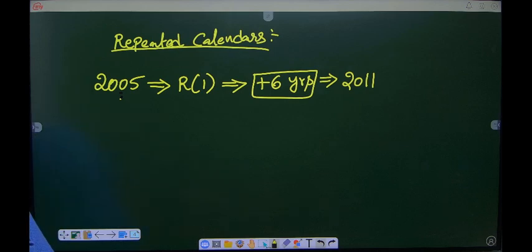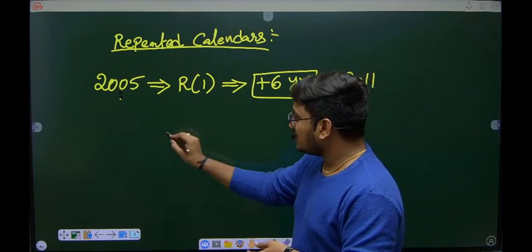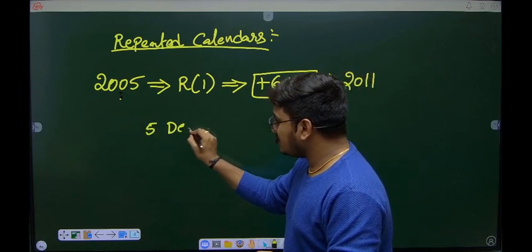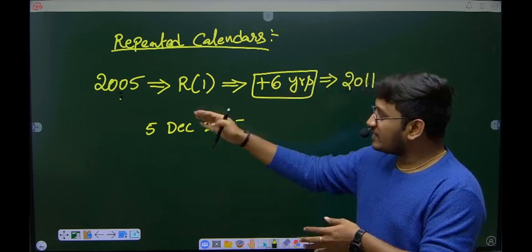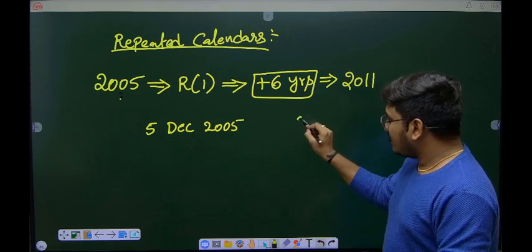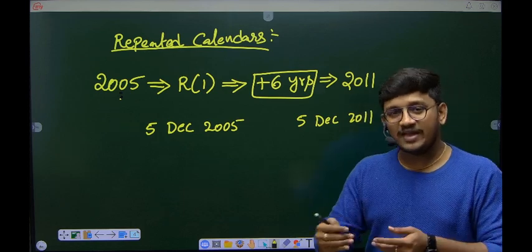Okay, I got the first answer, 5th December. The first comment I have taken in the chat box. Let's consider 5th December 2005. Now, if a repeated calendar means the same calendar, then even 5th December 2011 should be the same, right? Let me calculate it for you.